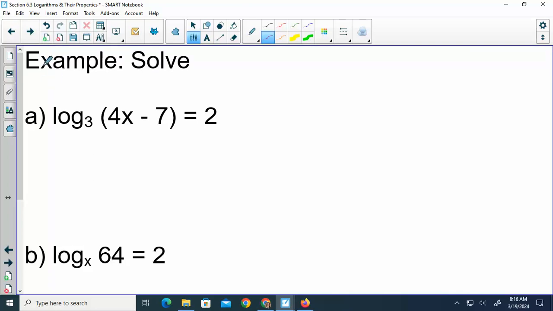So if I asked you to solve this, all right, it's not one where I can just look and know the answer. However, if I change this to exponential form, what would we write? 3 squared is equal to 4, that's 3 squared is the same thing as 9.